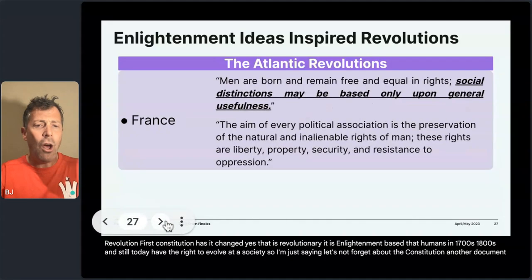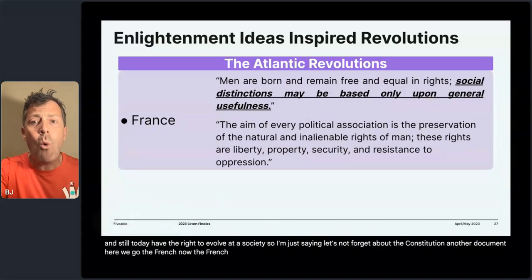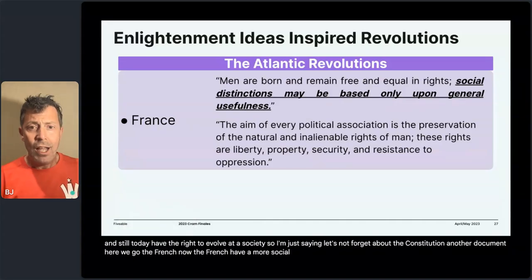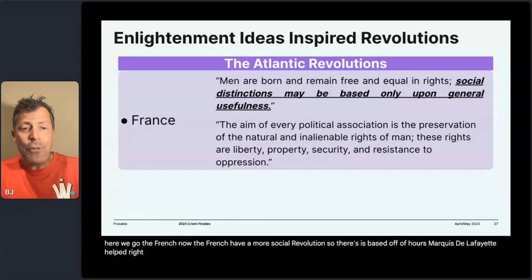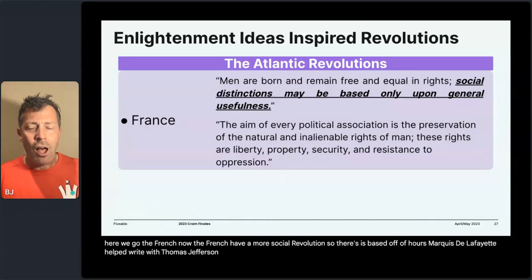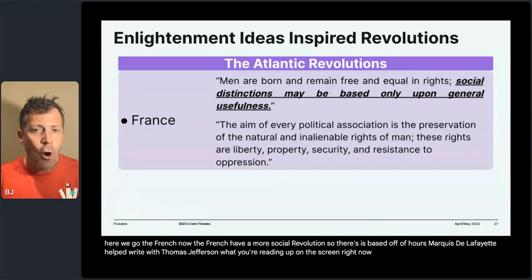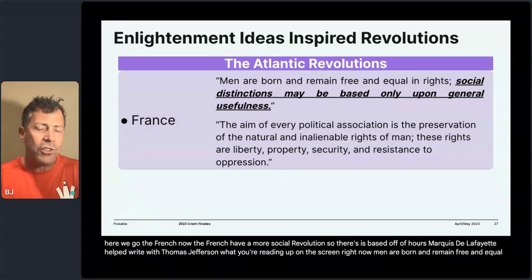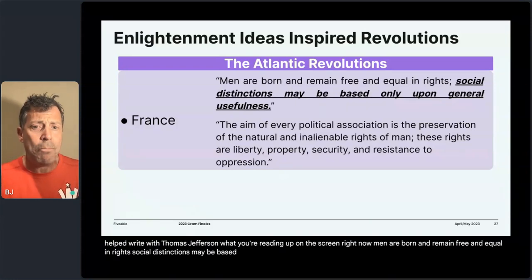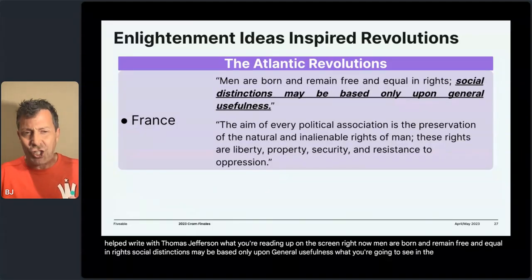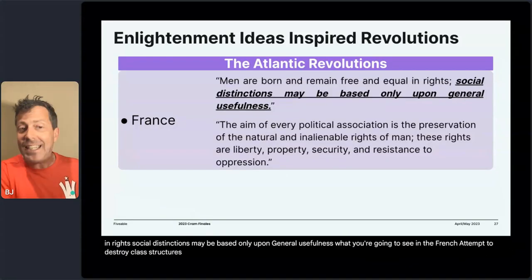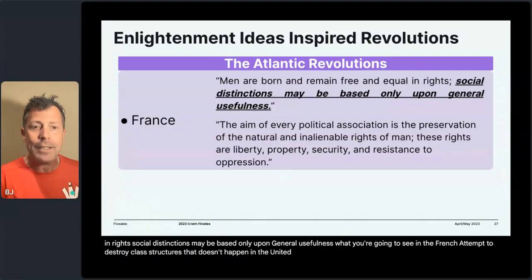Another document, here we go, the French. Now, the French have a more social revolution. So theirs is based off of ours. Marquis de Lafayette helped write with Thomas Jefferson what you're reading up on the screen right now. Men are born and remain free and equal in rights. Social distinctions may be based only upon general usefulness. What you're going to see in the French Revolution is an attempt to destroy class structures that doesn't happen in the United States.